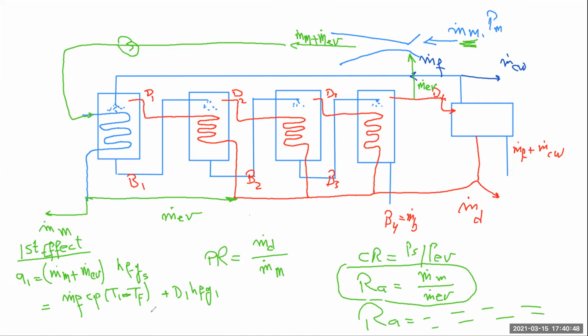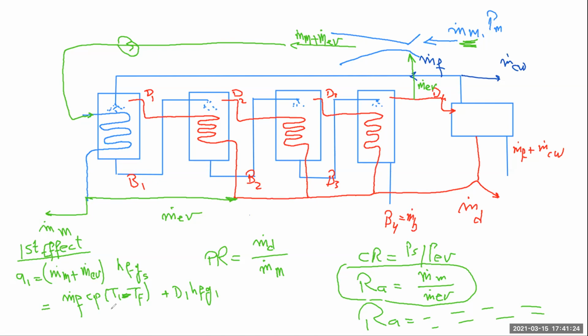Fine. So that's the balance for the first effect. Previously, when we did the multi-effect evaporation without TVC, we used to say that this is m dot S into HFGS, and m dot S was totally coming from a power plant. Now it's not. It's partially from the power plant or the boiler, and the rest is vapor that has been formed within the system. And then the rest is going to be the same.